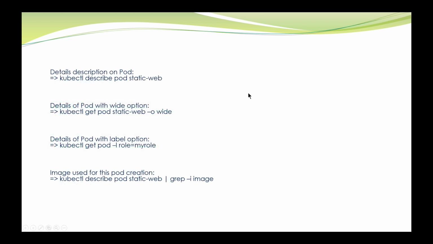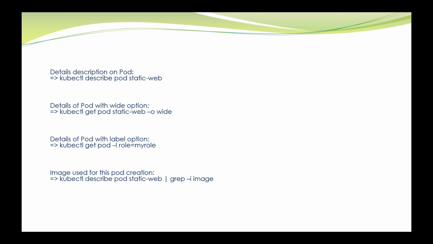So these are some commands that I gathered here. Suppose you want to see the details of the pod that was created just now. You need to run kubectl describe pod with the pod name. In my case, it's static. Then, details of the pod with the wide option. The wide option will tell you some extra information, like in which particular node the pod got deployed, details of the pod with the label.